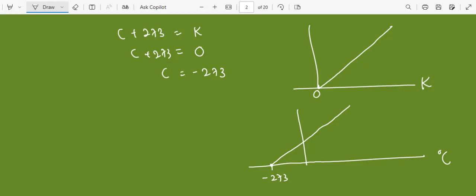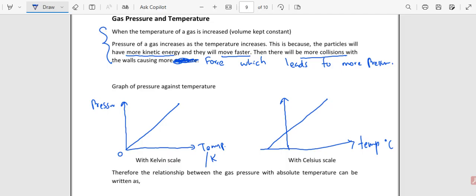Clear? Okay. Right. So that is the graph that should be going there. This is the gas pressure variation with the temperature, and this value is minus 273, right? When you are drawing it, draw it as a straight line. Keep the ruler, right? So draw those two graphs there.